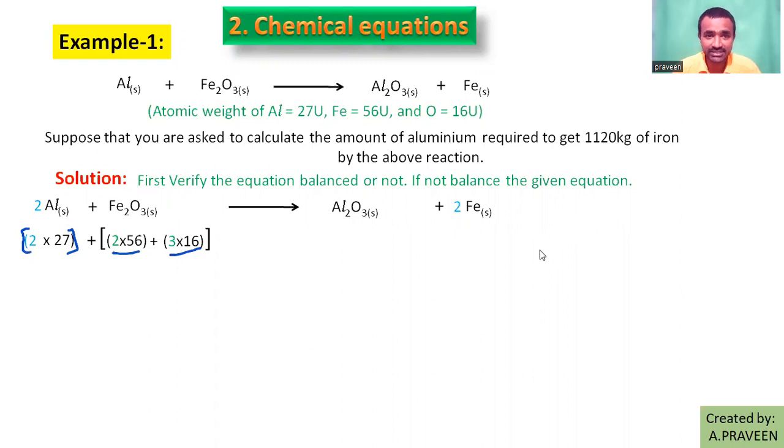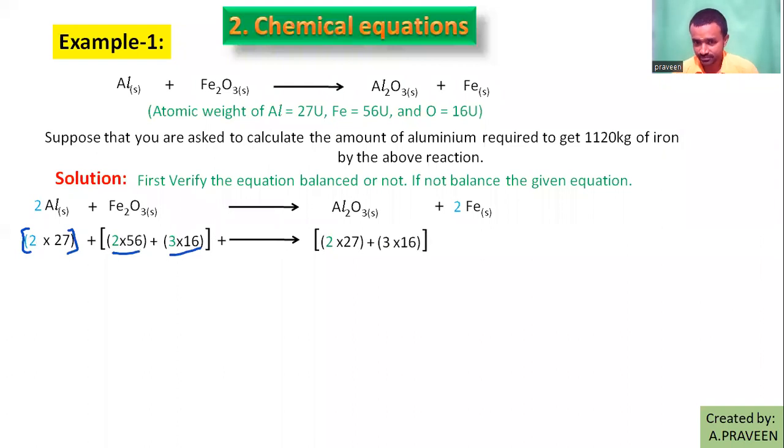Next, towards the right side. Can anybody write for Al2O3? Tell me. Right side, Al2O3. 2 into 27, loudly please. 2 into 27 plus 3 into 16. Very good. Next one: 2 into 56.